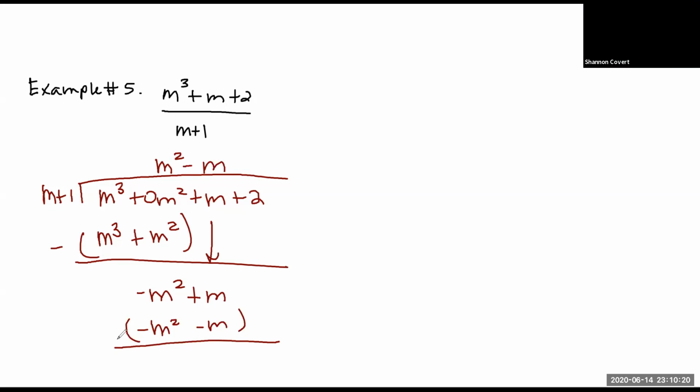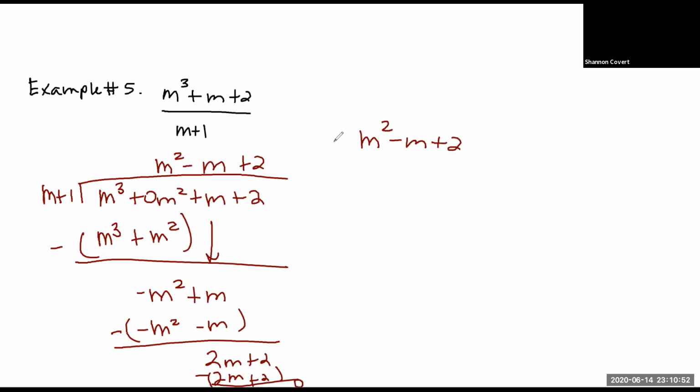And I'm going to subtract these. Negative m squared plus m squared is 0. M plus m is 2m plus 2. M times what gives me 2m? The answer is plus 2. 2m times m is 2m. 2m times 1 is 2. When I subtract those, I get a 0. So there's no remainder here. So my solution is m squared minus m plus 2.